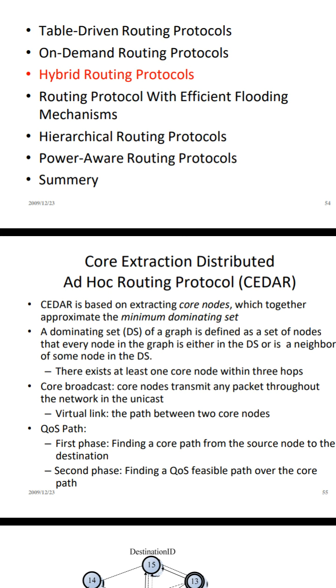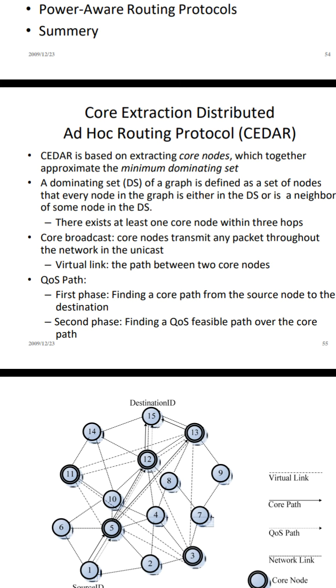CEDAR is based on existing core nodes. That means there are special nodes called core nodes. Sometimes these core nodes are called dominator nodes. A set of core nodes exists in the graph to traverse the data. The main intention of this protocol is to provide quality of service.